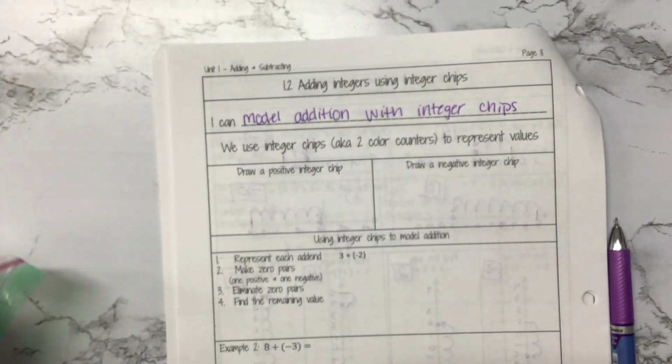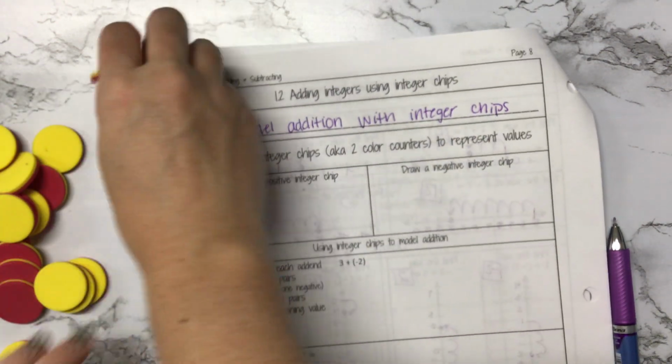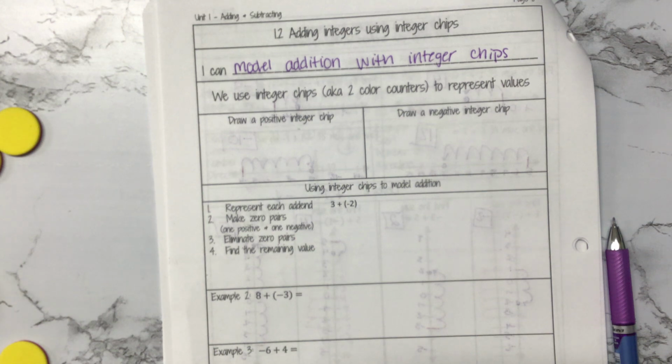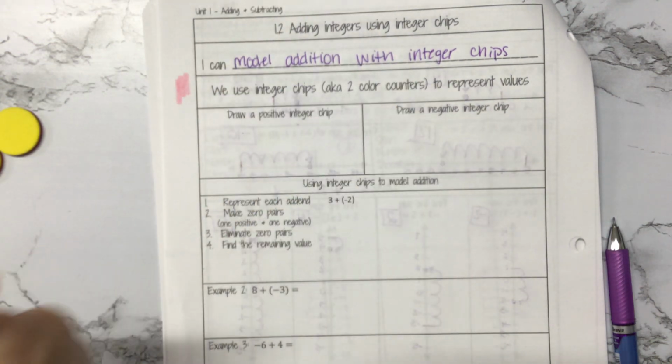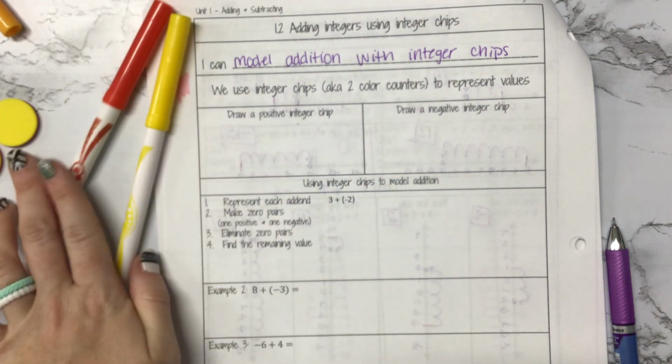All right, so integer chips are these things. And we can also draw them, so I'll go over drawing them. Sorry, I just dropped a bunch of stuff. My bad. That is not orange. What is that? I'll just use yellow. It's fine. Okay?